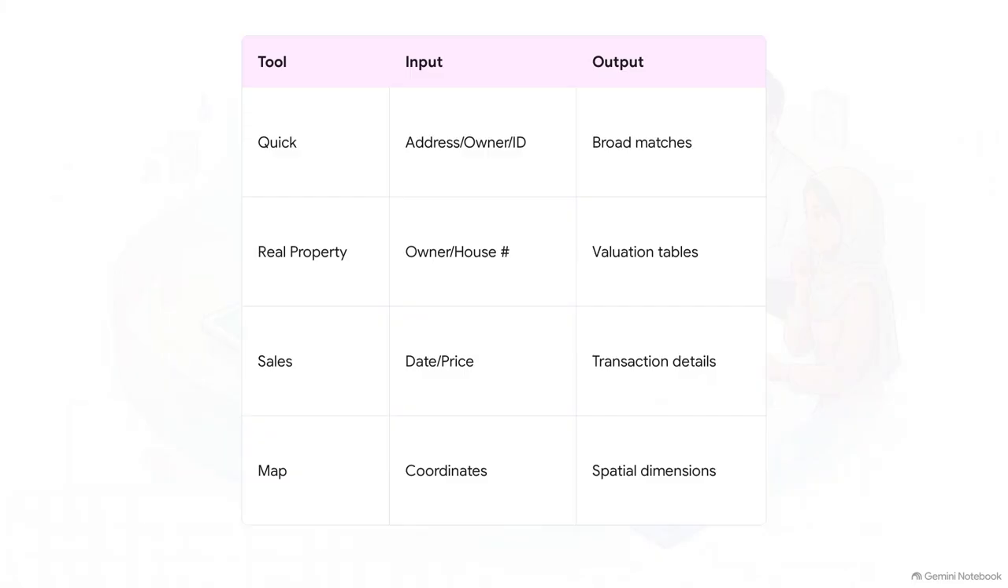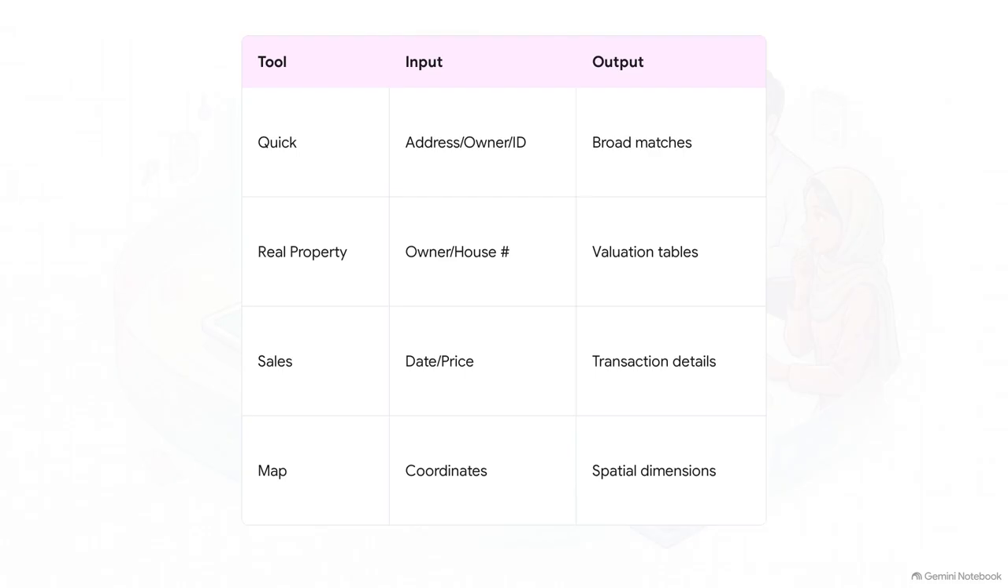There are 4 primary ways to access the appraiser's data. If you just have an address on hand, the quick search is going to be your best friend for a really broad overview. But if you're doing serious research, you want the real property search. This allows for multi-field entries to pull up comprehensive valuation tables and building specs.